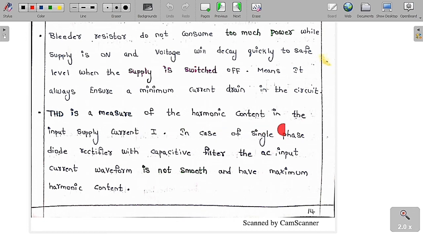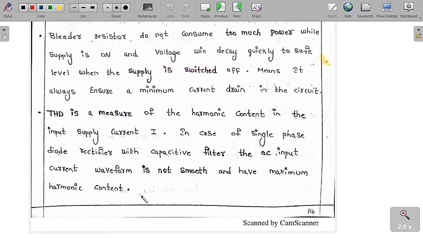THD is a measure of the harmonic content in the input supply current I. In the case of a single phase diode rectifier with capacitor filter, the AC input current waveform is not smooth and has maximum harmonic content. So THD tells you how much harmonic content is present. If THD is more, the harmonics are more. As the harmonics are more, the losses are more, so the efficiency is less. As efficiency is less, the power factor is also less, because losses are more, which means the active power consumed is very less. Therefore the power factor is also very less.